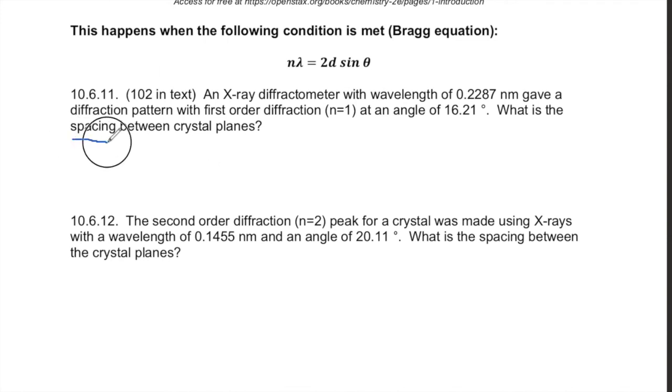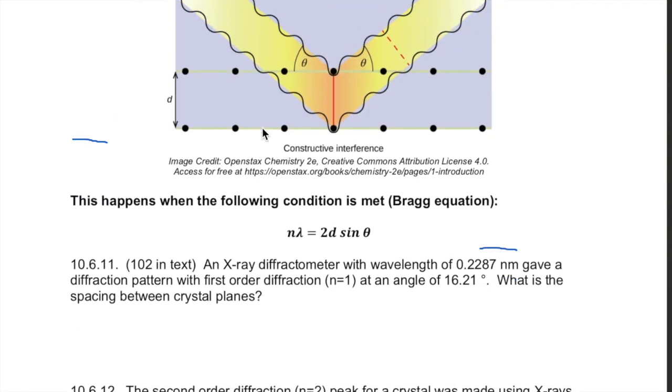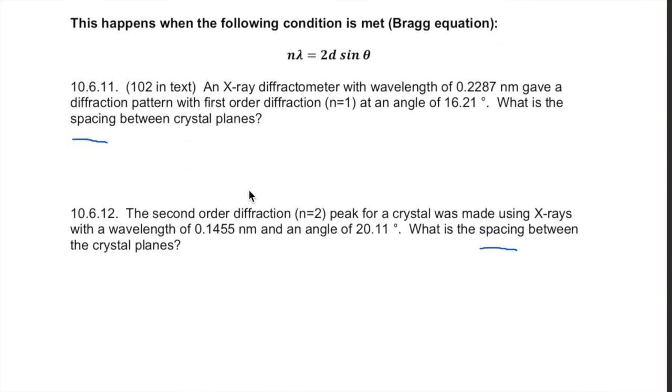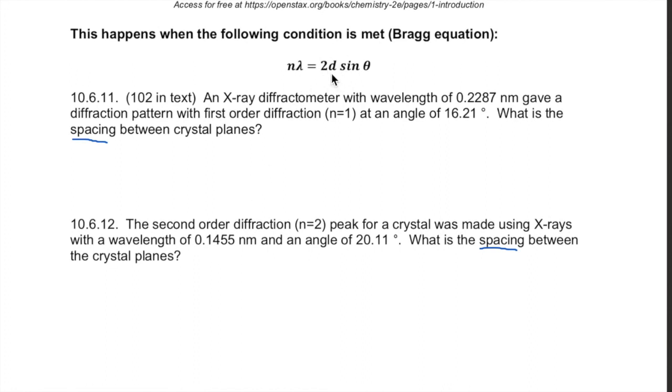So for both of these problems, we are figuring out the space between the crystal planes. So that is this red line here. How far apart are these layers? That's what we're looking for. And in the equation, that is this variable d. So we're looking for d. The spacing between the crystal planes is d. And this pattern has first order diffraction. So when this n in front of the wavelength is 1, it's a 1 multiple of the wavelength. And the angle theta is 16.21 degrees.